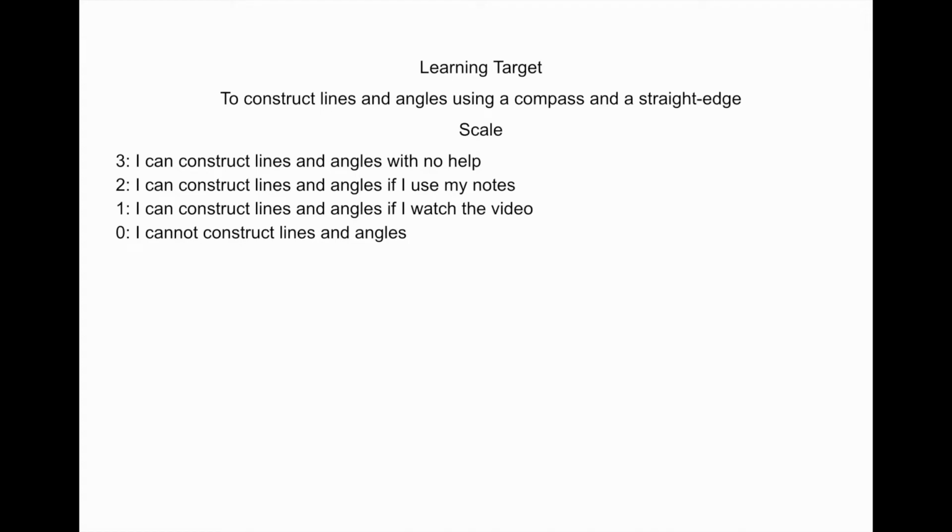That's good to know. The learning target for today is to construct lines and angles using a compass and a straight edge. For the scale, you're a 3 if you can construct lines and angles with no help. You're a 2 if you can construct lines and angles if you use your notes. You're a 1 if you can construct lines and angles if you watch the video, and that's watching the video while constructing. Hopefully you watched this whole video. And you're a 0 if you cannot construct lines and angles, even with the video or notes. All right, let's get started.